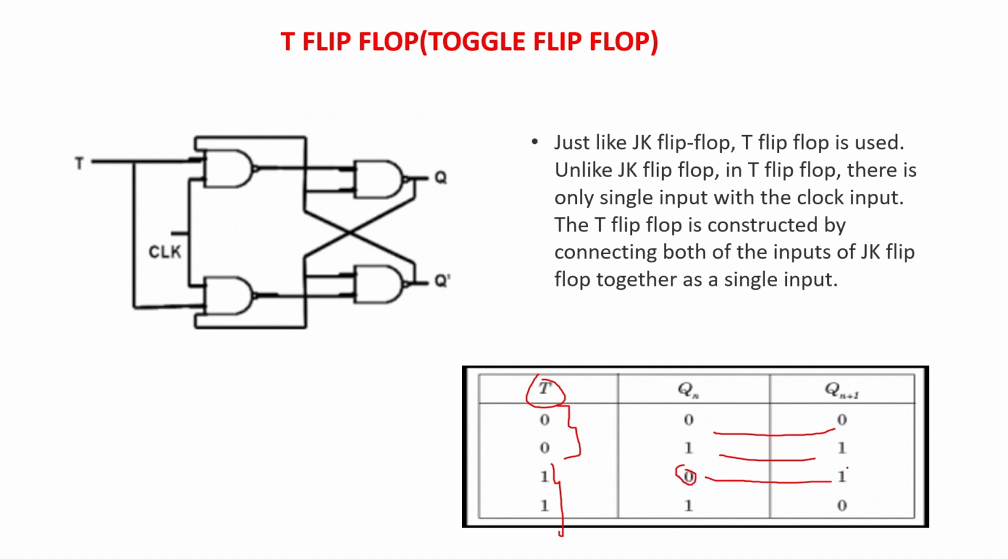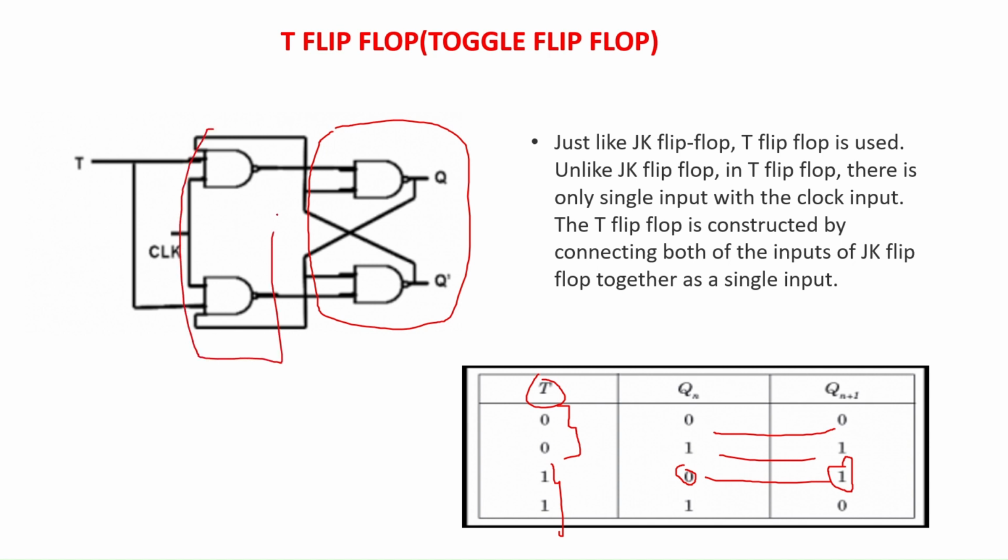So the previous state is equal to 1, the present state will be equal to 0. When T equals 1, the output is equal to the toggled version of the previous state. The second stage is just similar to the JK flip-flop, and for the first stage there are two NAND gates.